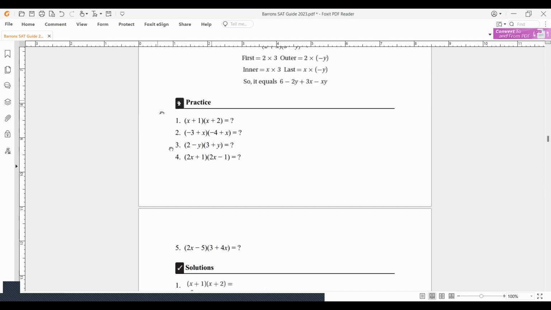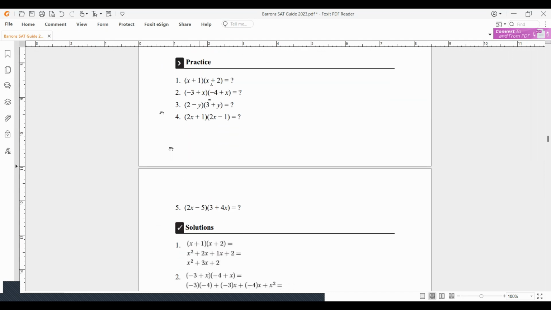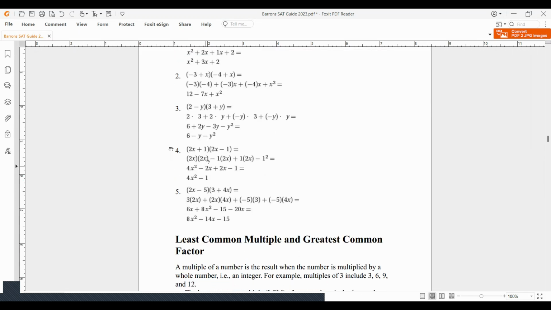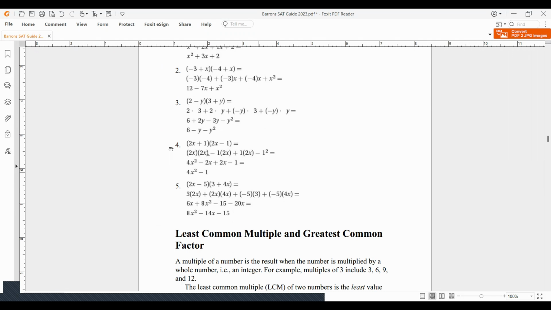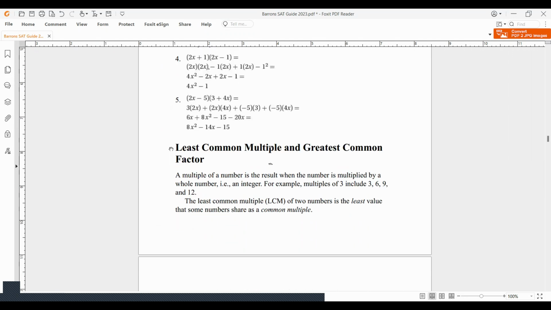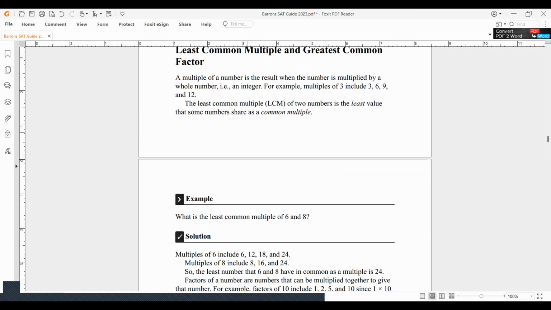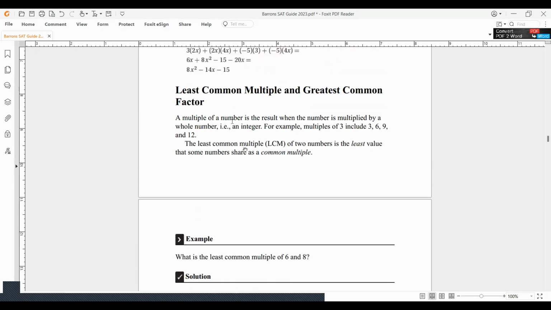There are some examples and some practice problems, and we have some solutions. For each problem we have the solution here. In this book that we are following, we have every single solution for every single problem. There are no problems given unsolved, and that's why it is a very, very helpful book.